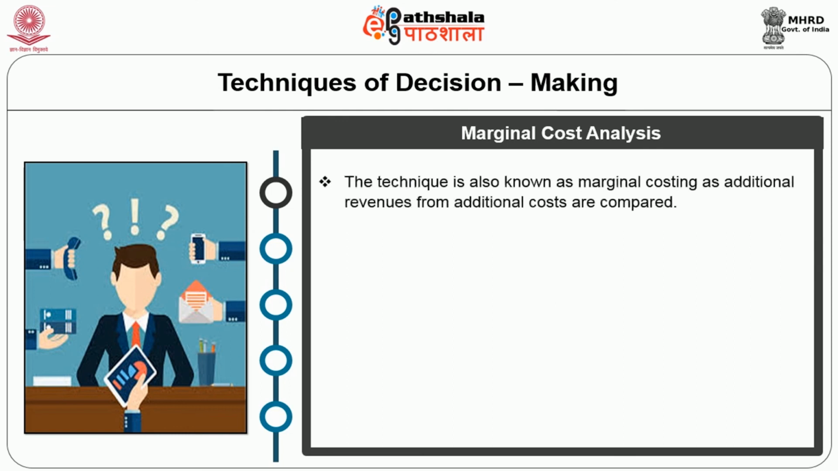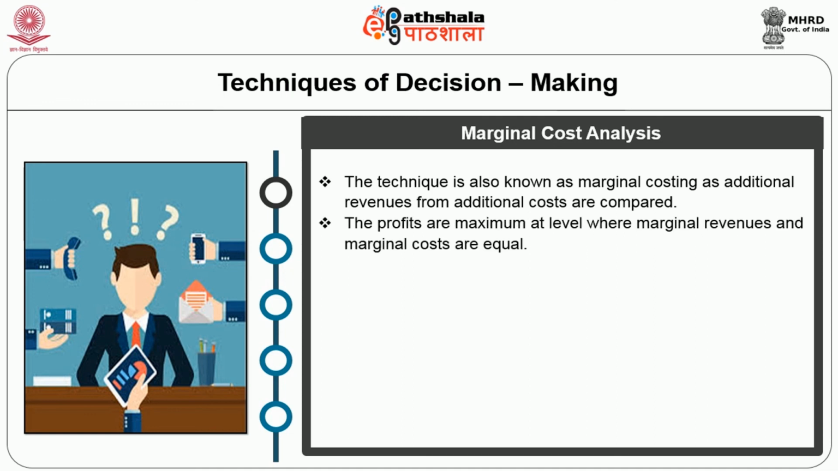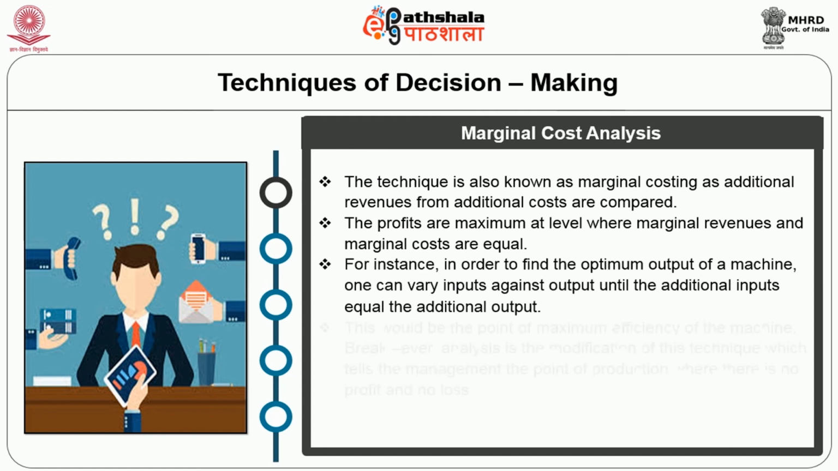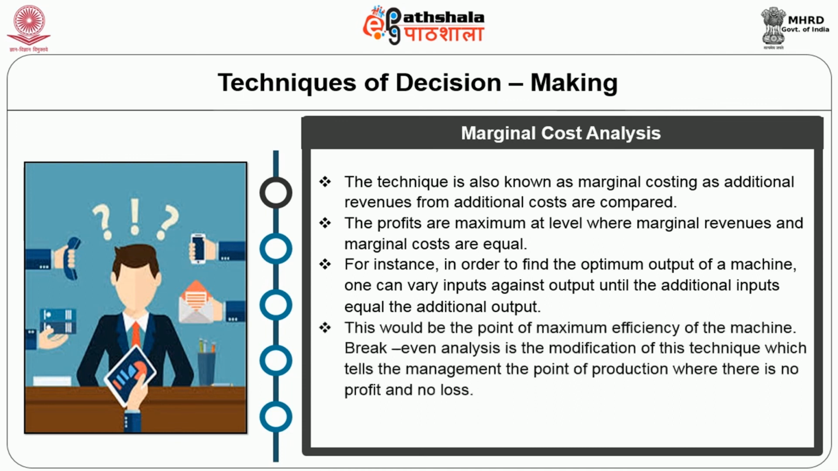This technique is also known as marginal costing, as additional revenues from additional costs are compared. The profits are maximum at the level where marginal revenues and marginal costs are equal. For instance, in order to find the optimum output of a machine that you are using in the food service organization, you can verify the input against the output until the additional inputs equal the additional output. This would be the point of maximum efficiency of the machine.